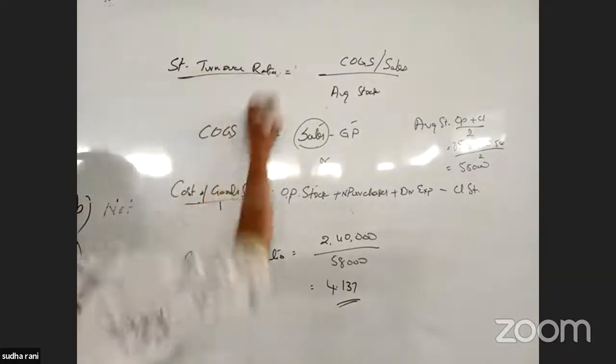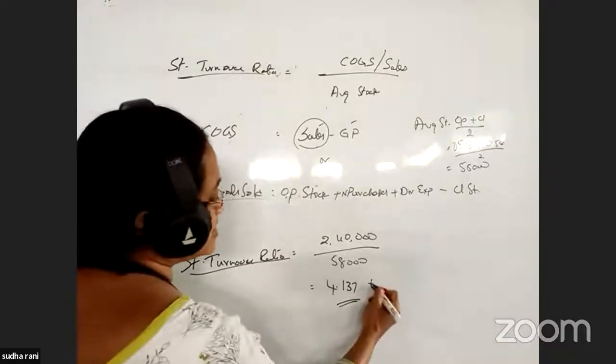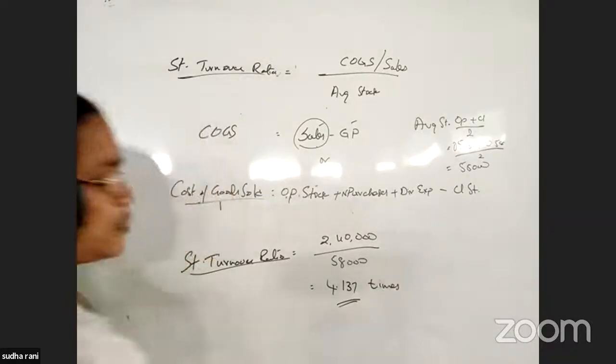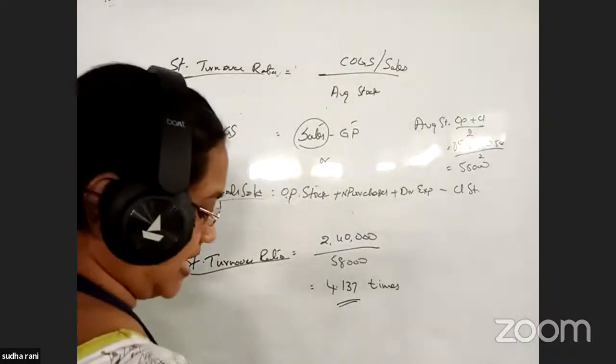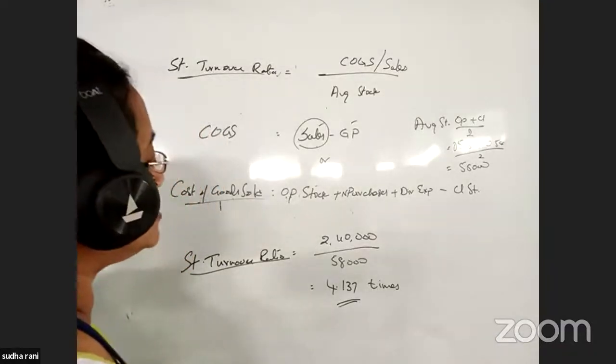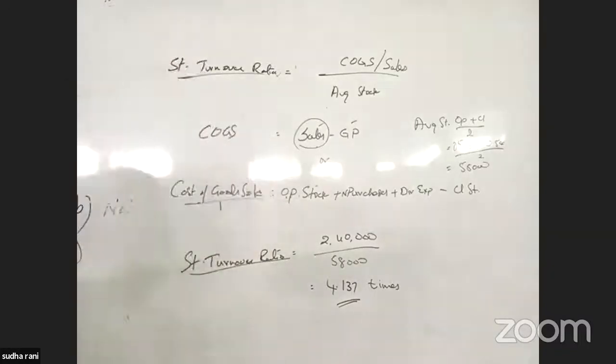Which ratio did we calculate? Stock turnover ratio. Turnover ratio is what I said. We measure it in times. 4.137 times. This is how you are supposed to write. Okay? Understood? 4.137 times. Now, the next ratio given to us is the fixed asset turnover ratio.